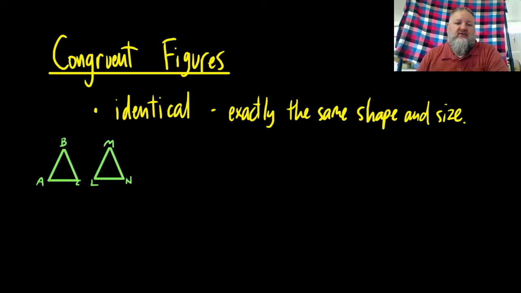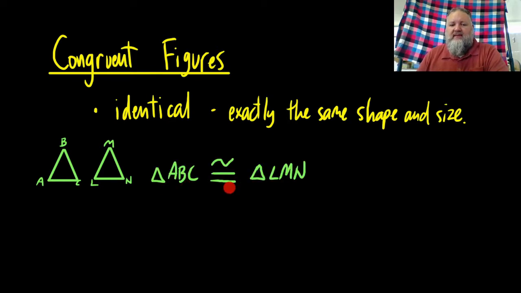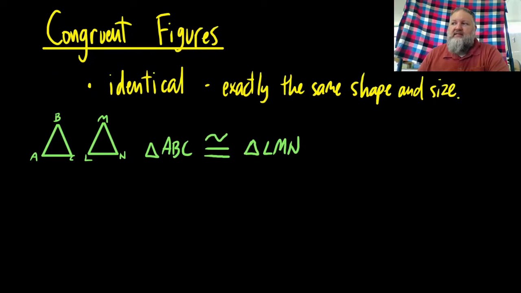If I had these two little triangles, I've got triangle ABC and triangle LMN. Mathematically I could write it like this: triangle ABC, and this little symbol means is congruent to triangle LMN. All right, that seems to be easy enough.